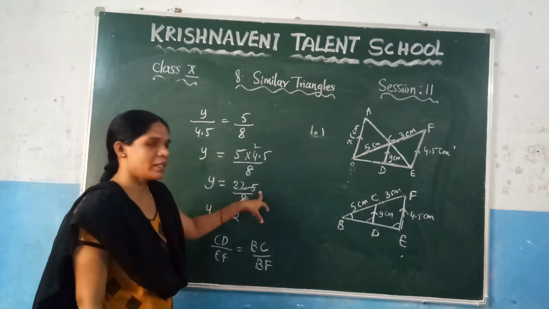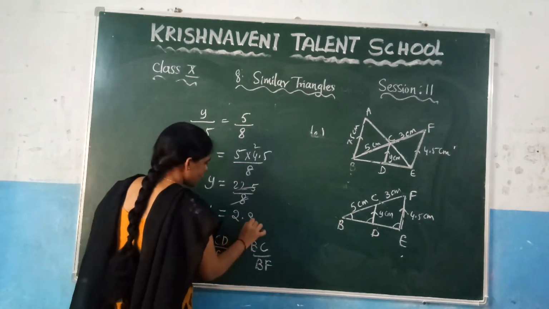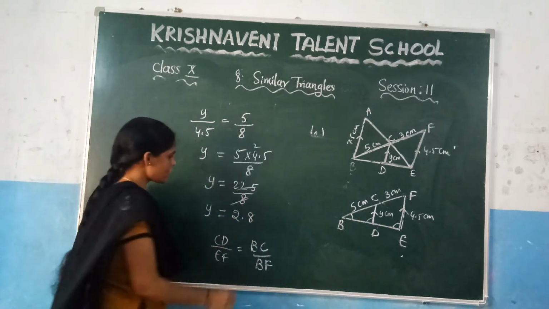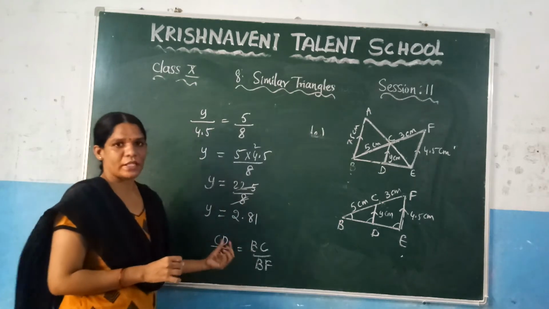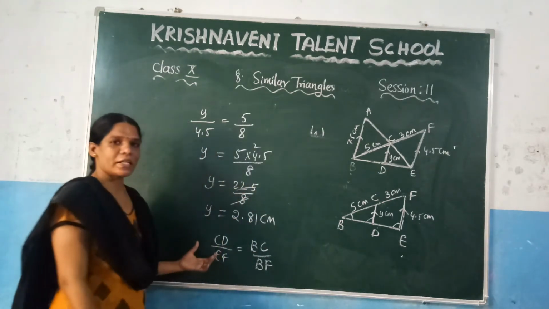And here you will get here 65. And after that 8 8 is 64. You will get here 0.8. And 1 will remain. You will get 10. So 8 1s are 8. So like that you will get 2.81 something. So you can write it here 2.81 centimeters.